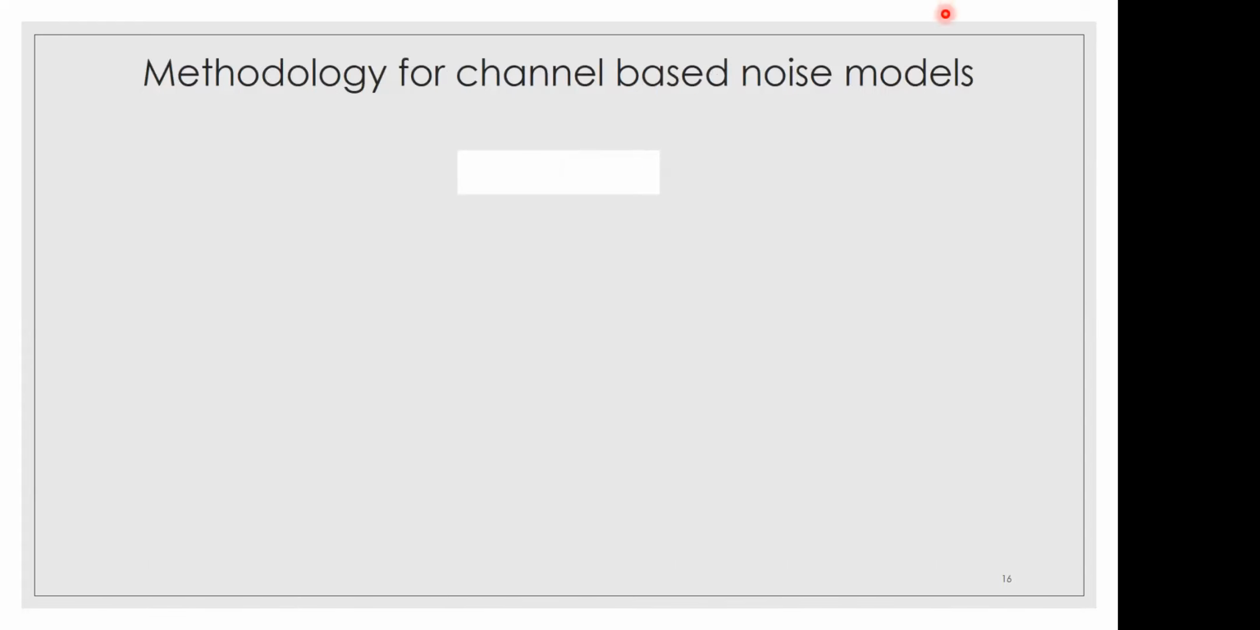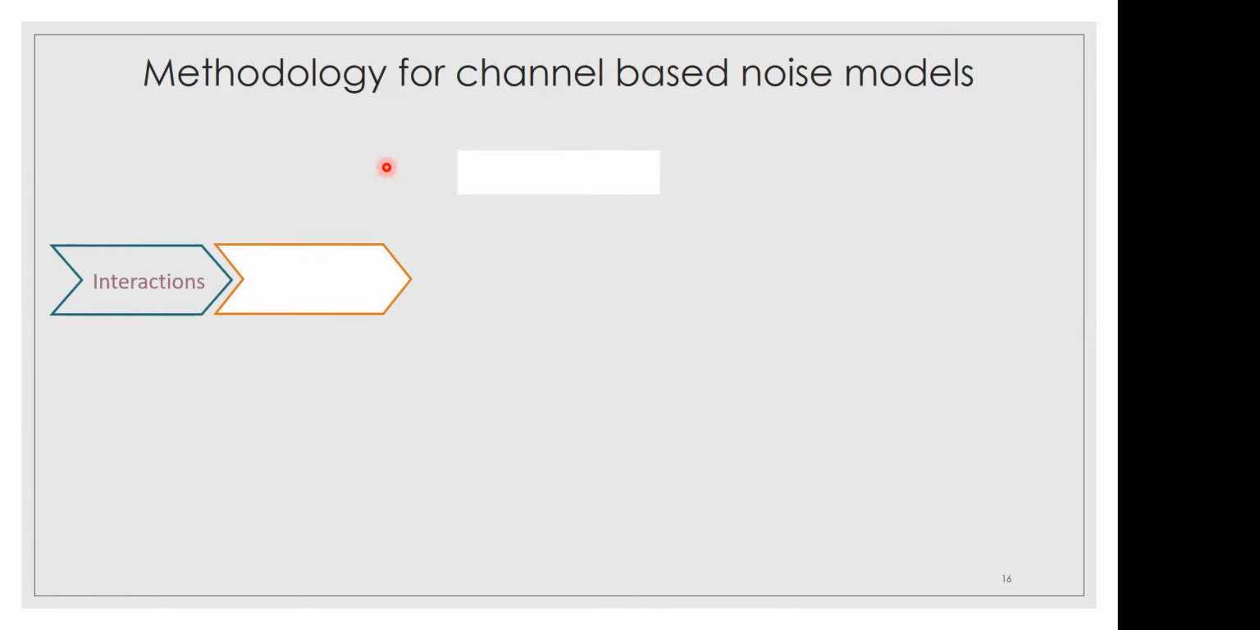Now we move on to channel-based noise models. I still have, I guess, 10 minutes. So for channel-based noise models, we consider environment degrees of freedom and a minimal number of environment degrees of freedom, which one can use for noise modeling, as I will show with an example.